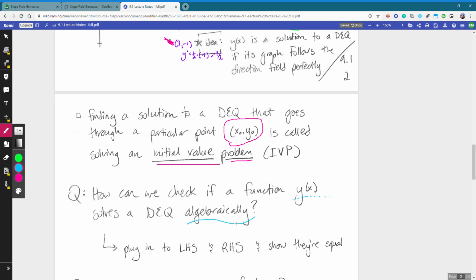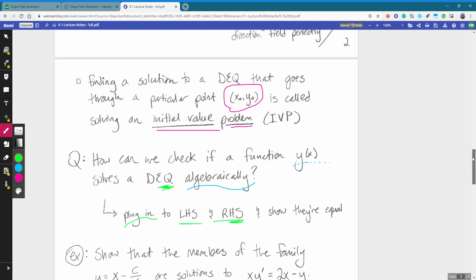Well, a differential equation is an equation. And so we can show that a function solves it like we would any other equation. We just need to plug in and check that our left-hand side and right-hand side match up and equal each other.